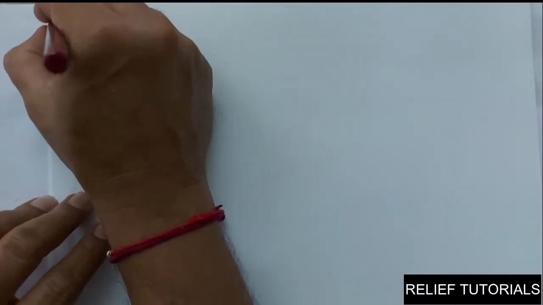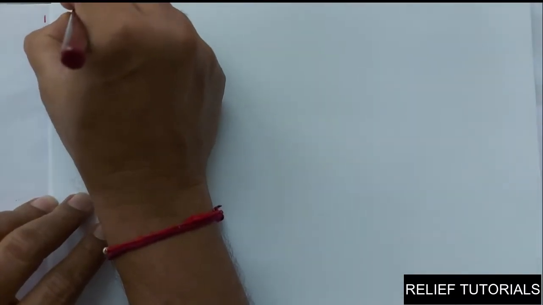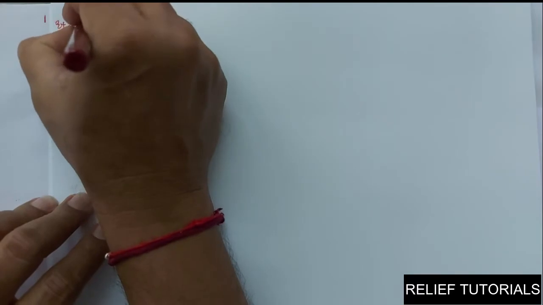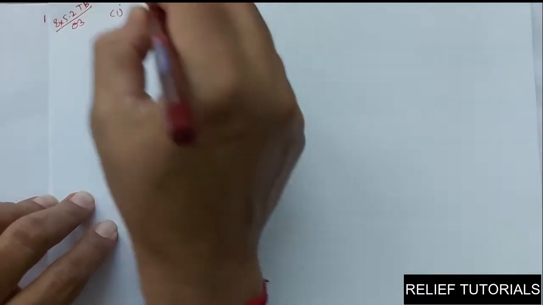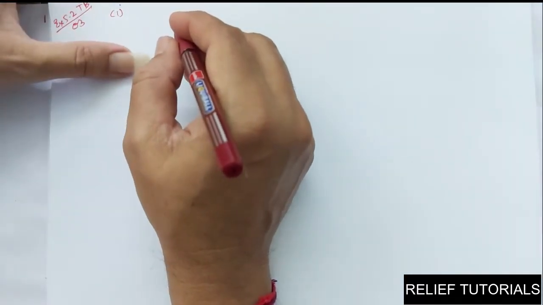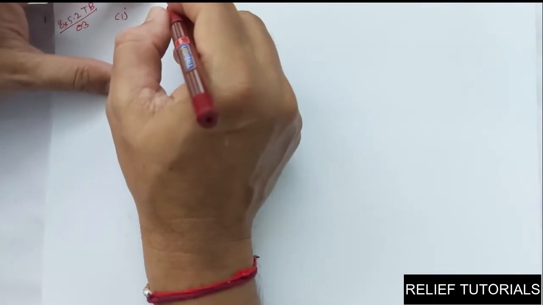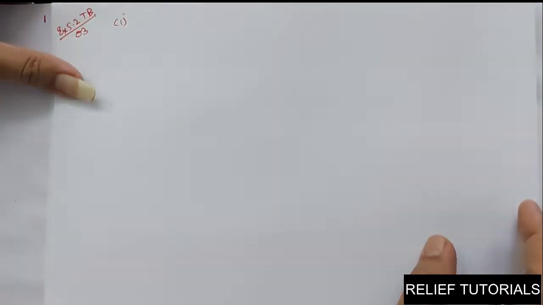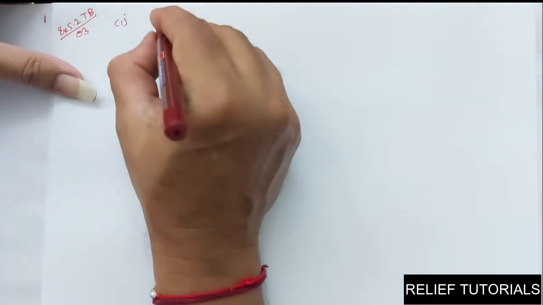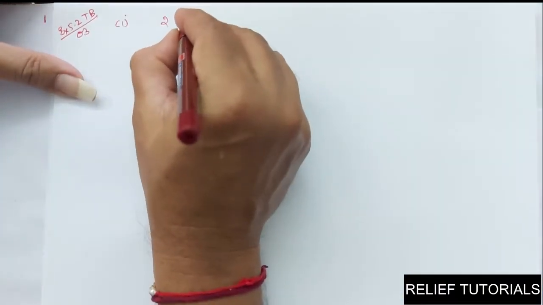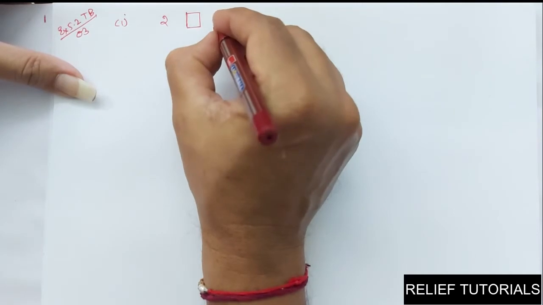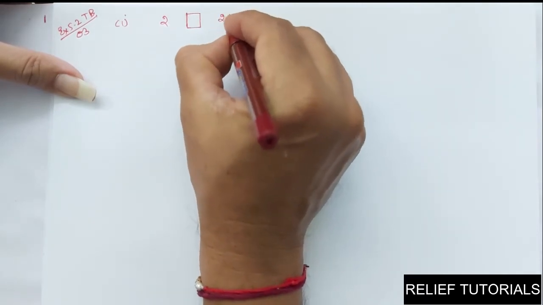Now see, friends, we are going to do the third question. Exercise 5.2, textbook question number 3, part 1. In the following APs, find the missing terms in the boxes. This was asked in 2015 CBSE. The first term is given as 2, then there is one box, then 26 is given.